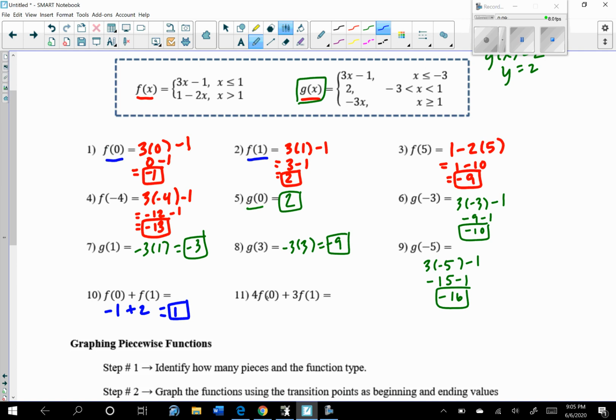For the next one, we have 4 times f of 0 plus 3 times f of 1. So f of 0 we just said was negative 1. So 4 times negative 1 plus 3 times f of 1, which is 2. And then we're just simplifying this. So negative 4 plus 6, which is equal to 2. So that's evaluating piecewise functions.